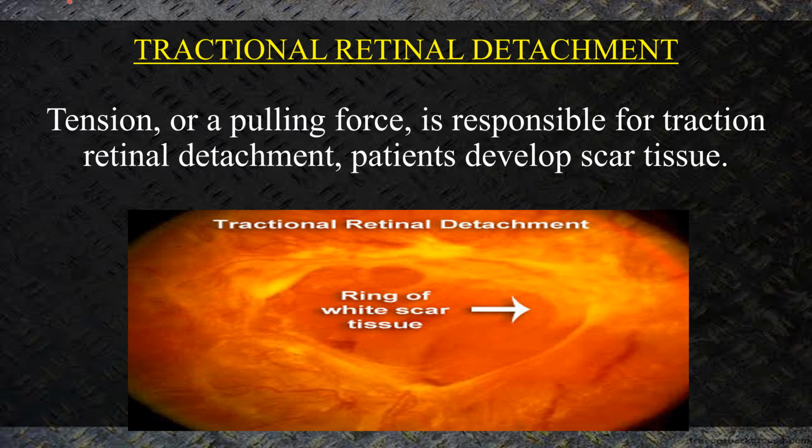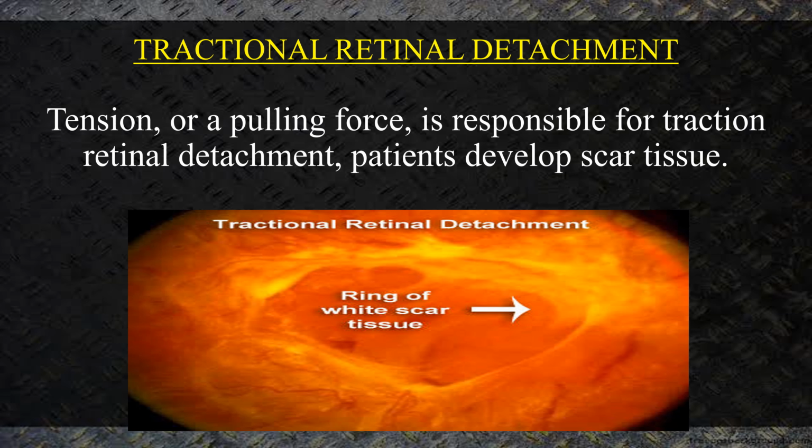So now what can be the various reasons because of which tractional retinal detachment has occurred? The most common cases are proliferative retinal and vitreoretinal diseases like proliferative diabetic retinopathy, sickle cell retinopathy, retinopathy of prematurity, following penetrating trauma, which I have already told you. So because of these various reasons, tractional retinal detachment can occur.